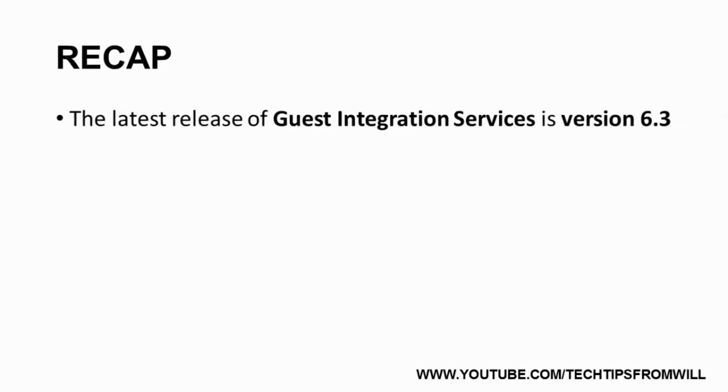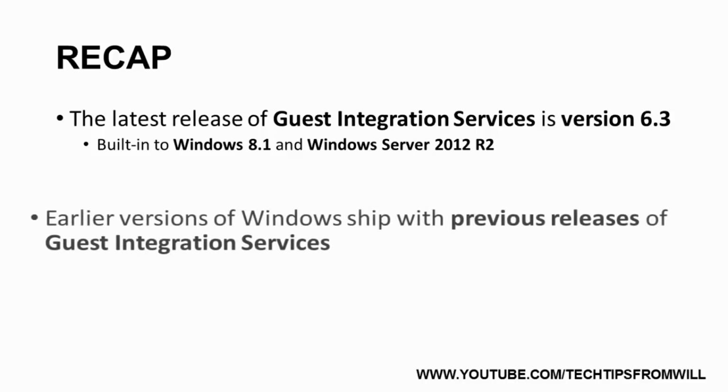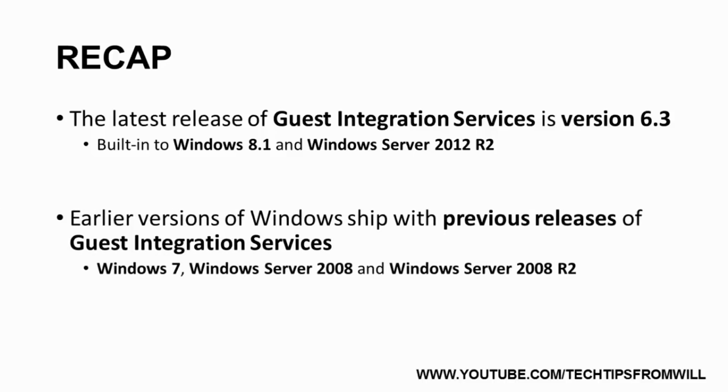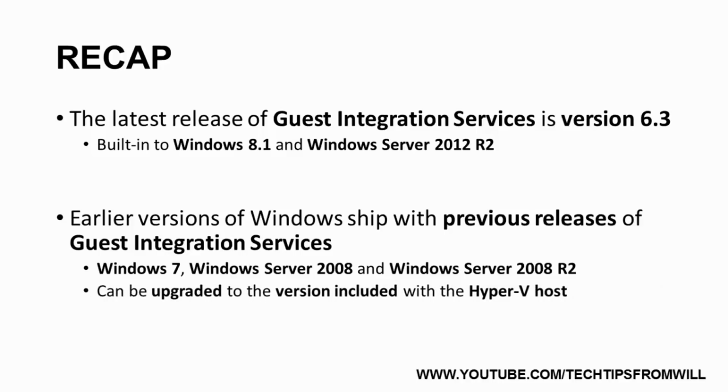At the time of this recording, the latest release of Guest Integration Services is version 6.3, which is built into Windows 8.1 and Windows Server 2012 R2, Microsoft's latest operating systems. Earlier versions of Windows, such as Windows 7, Windows Server 2008, and Windows Server 2008 R2 all ship with previous releases of Guest Integration Services. However, these can be upgraded to the version of Guest Integration Services included with your Hyper-V host.